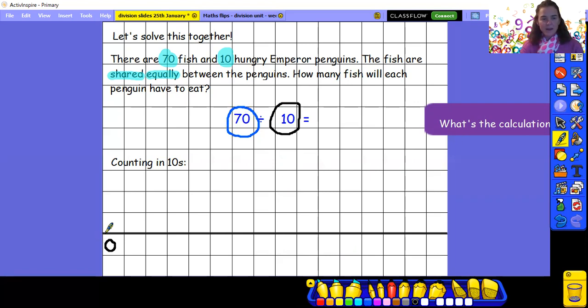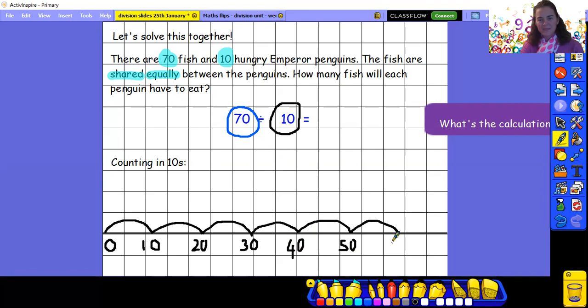Okay. So let's go. What is 10 more than 0? 10. 10 more than 10? 20. 10 more than 20? 30. 10 more than 30? 40. 10 more than 40? 50. 10 more than 50? 60. 10 more than 60 is 70.